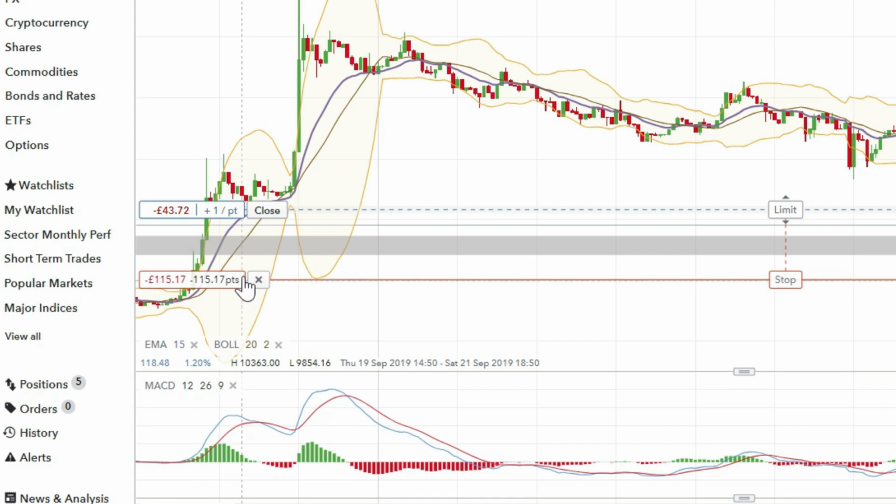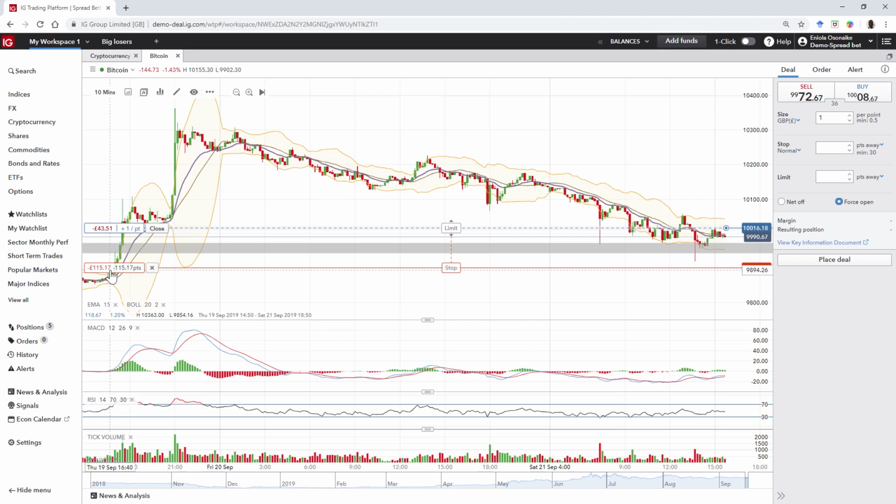And it will show me how many pips away the stop loss is from the market order price, and how much I stand to lose if my stop loss is triggered. So I'll lose £115.17 if my stop loss is triggered. But this is a good way of managing your risk if you're taking a trade.